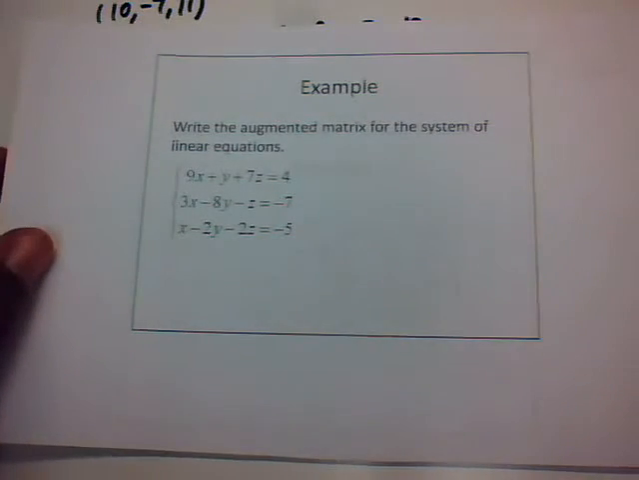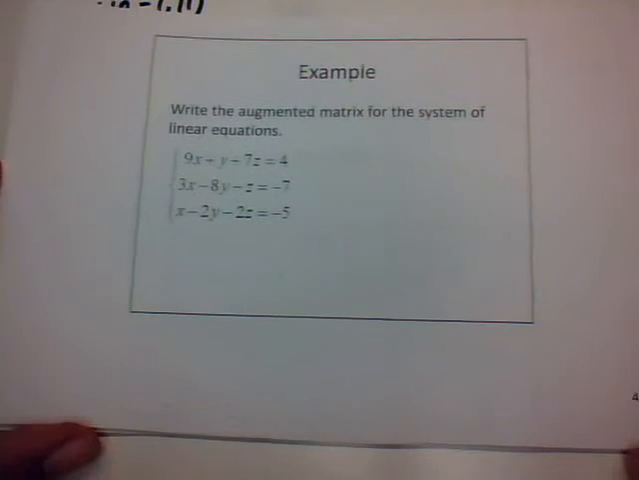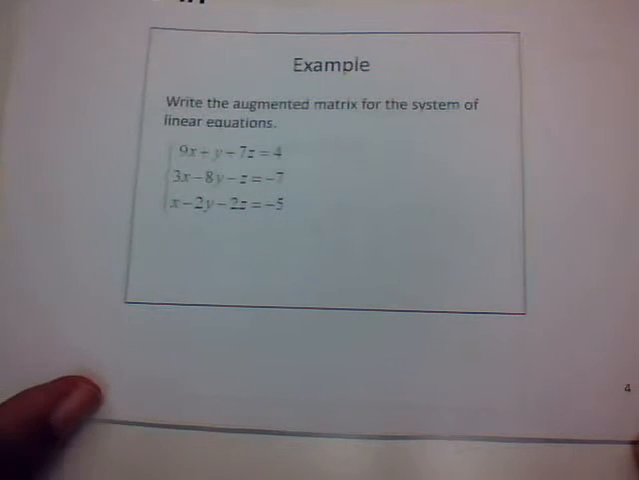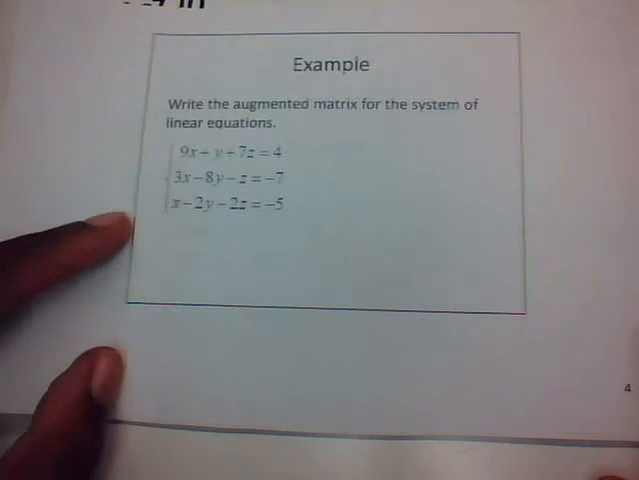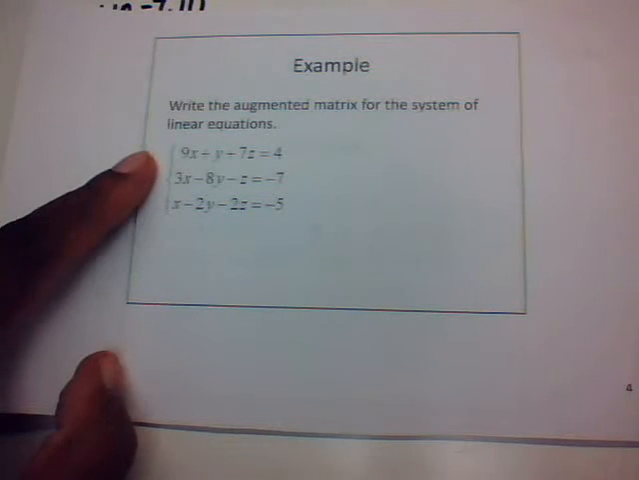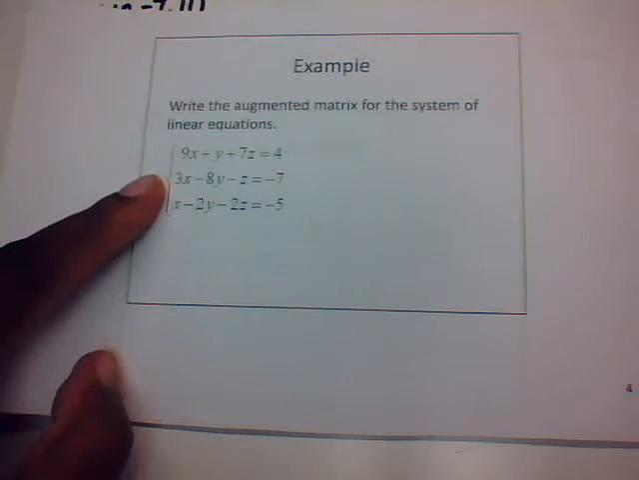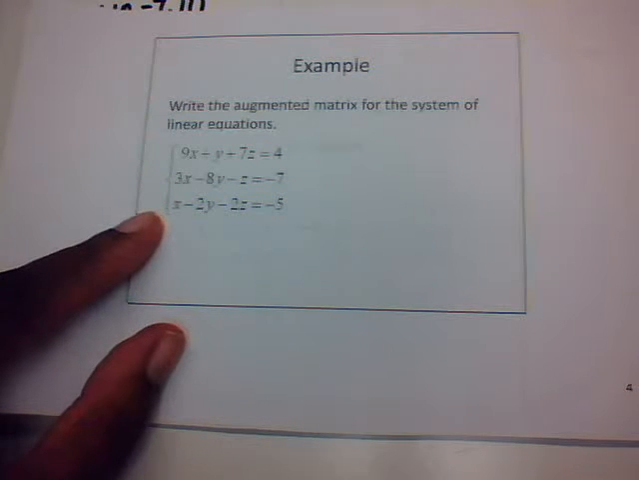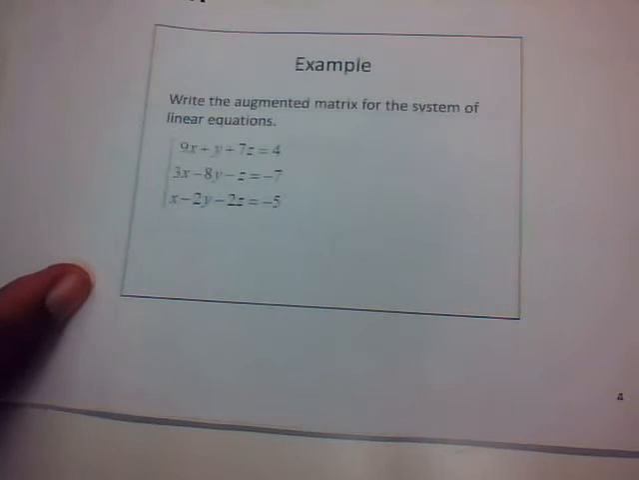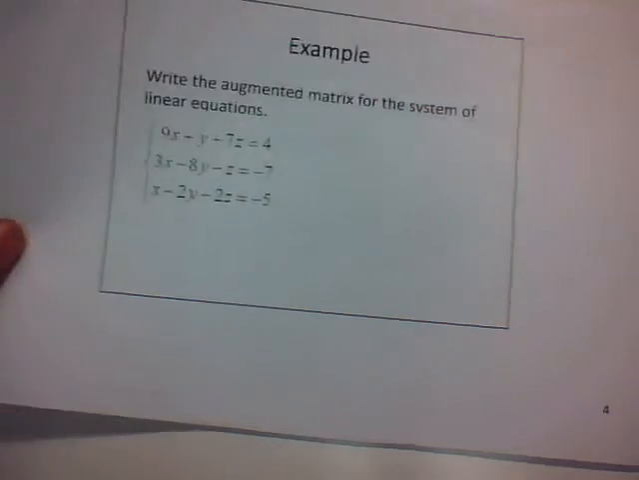Okay, let's look at an example here. Let's say we want to write the augmented matrix for this system of linear equations. And here we have the linear equations 9x plus y plus 7z is equal to 4, 3x minus 8y minus z is equal to negative 7, x minus 2y minus 2z is equal to negative 5. And we want to write an augmented matrix for this system.